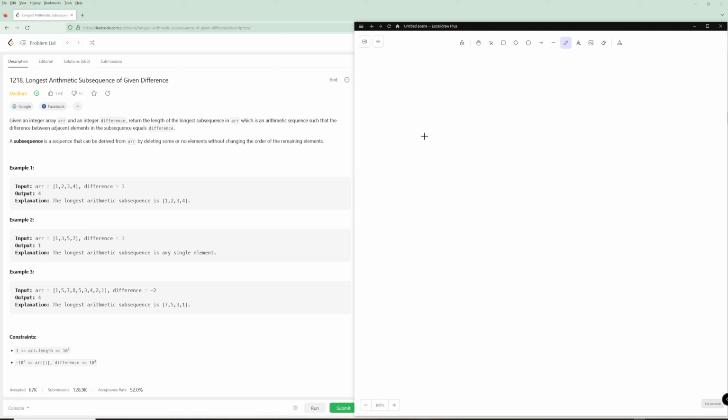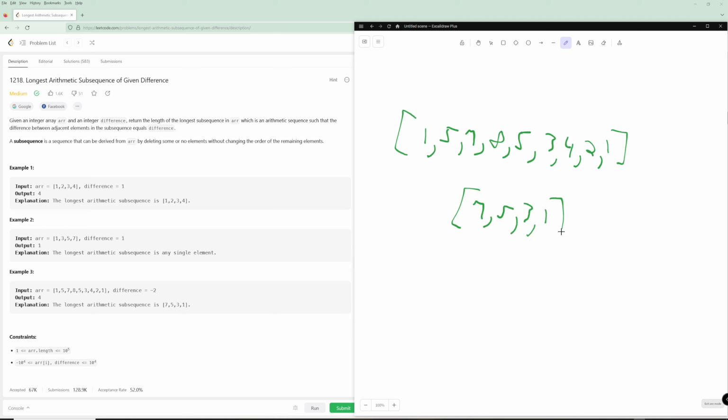Okay, now let's go to the third example, and let's actually go and take this one. So 1, 5, 7, 8, 5, 3, 4, 2, 1. And they're saying that the answer here is 7, 5, 3, 1, because the difference is -2, so it should go down by 2 every time, which it does, and it's 7, 5, 3, 1.